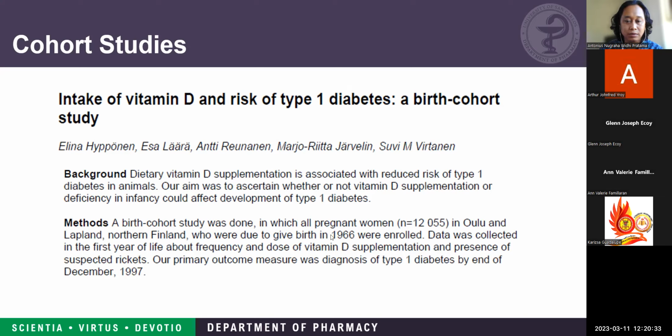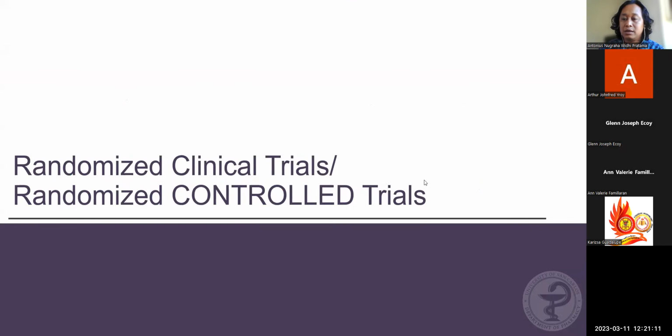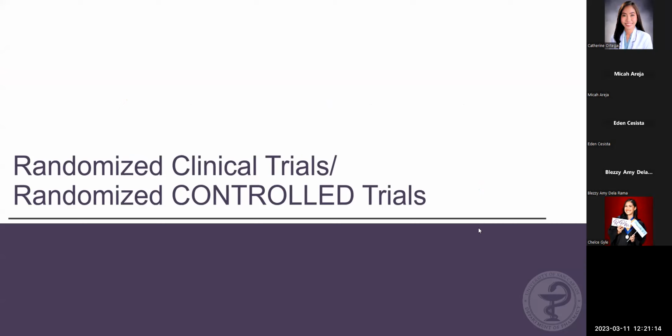So the cohort is pregnant women in 1966. Their babies were enrolled in 1966, and the observation ended in December 1997. So there are about 30 years of follow-up. Okay, are there any questions for the cohort studies?